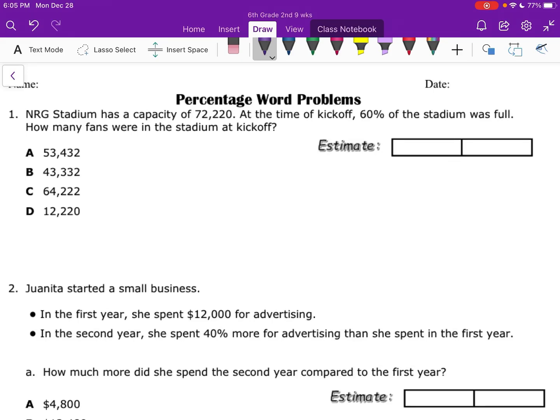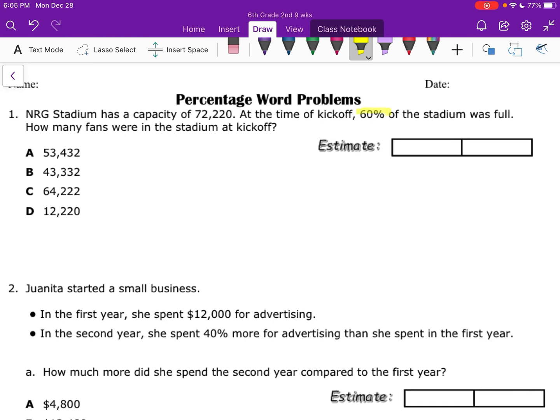Today we're going to be looking at percentage word problems. All right, let's just go ahead and look at number one. It says NRG Stadium has a capacity of 72,220. At the time of kickoff, 60% of the stadium was full. How many fans were in the stadium at kickoff?